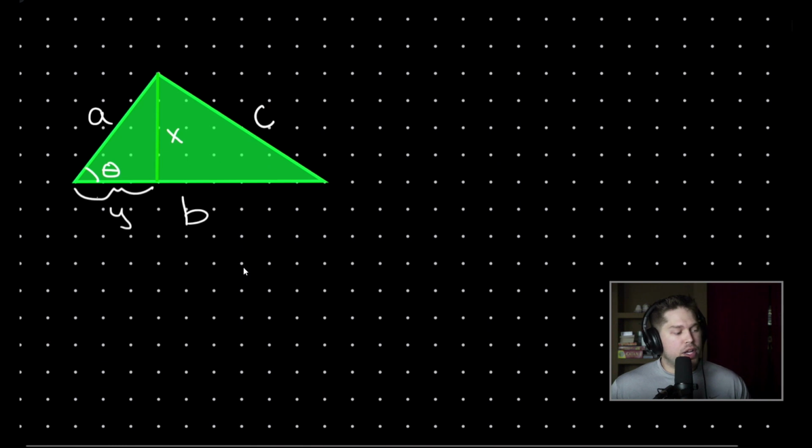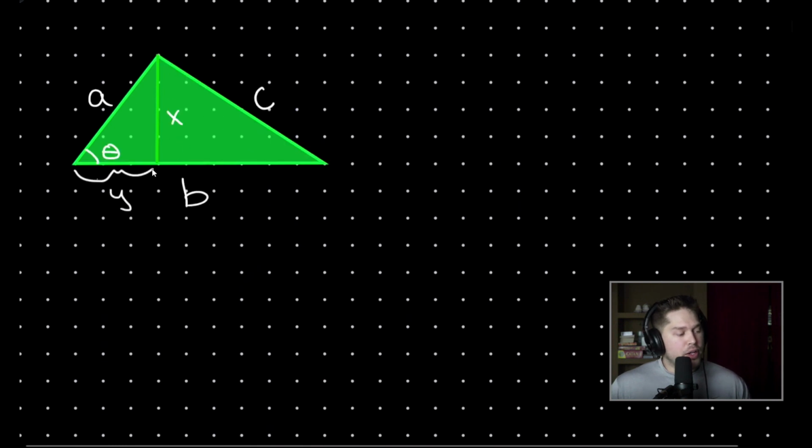Okay, so I already drew this triangle for us. So we have some triangle and we have A, B, and C labeled as the full sides. Then I dropped this altitude. I labeled the altitude X. I labeled this smaller part of this left-hand triangle Y, and then we have some angle theta.